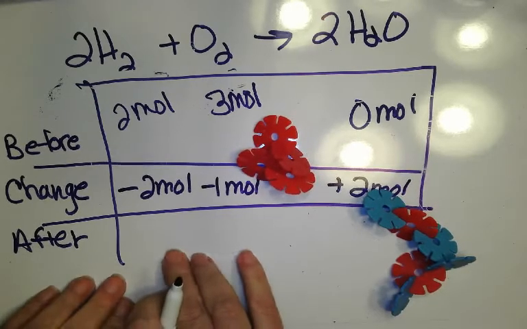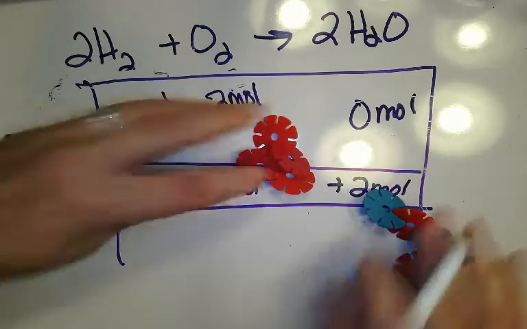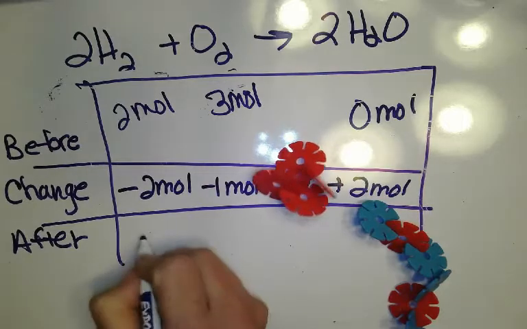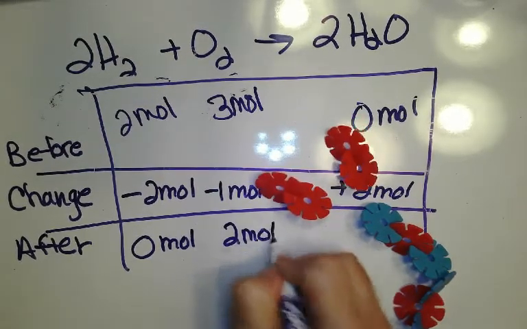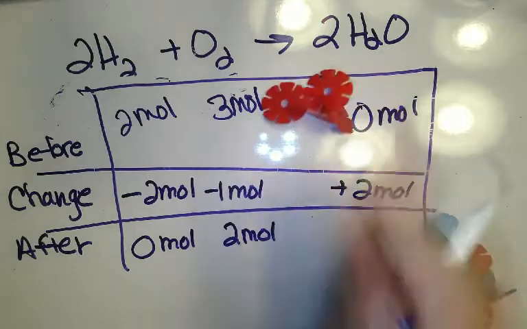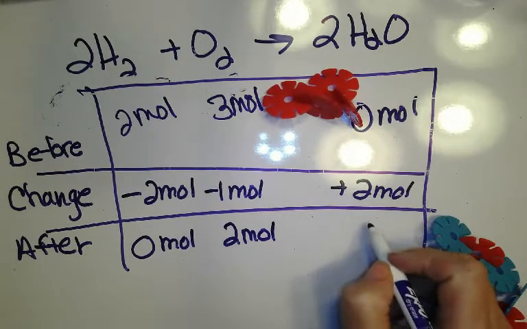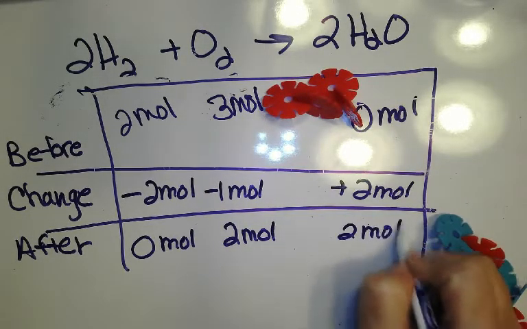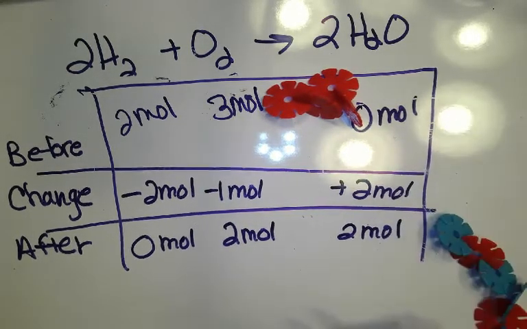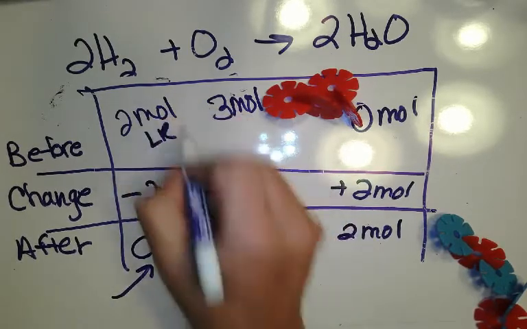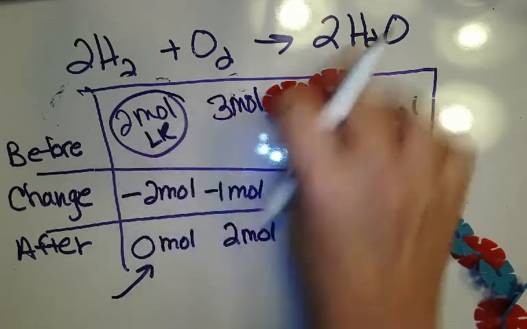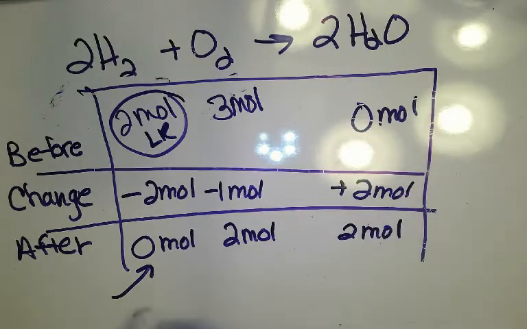So after the reaction's done, what's left in my beaker? Well, I have 0 moles of hydrogen, I have 2 moles of oxygen, and I have 2 moles of water. And so whatever ran out is my limiting reactant. And this is what you need to use to calculate everything. Let me show you how that works.